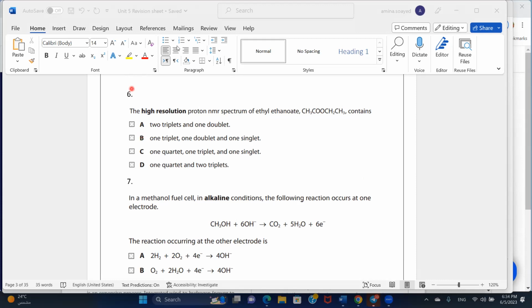Abrar, yes, excellent. So the answer is C, because here this says the high resolution proton NMR. So we are dealing with the protons. Here we have a methyl group where the protons are in the same environment and they are bonded to a C double bond O. This carbon, their neighbor carbon, does not bond to any hydrogens. So these three will appear as a singlet.